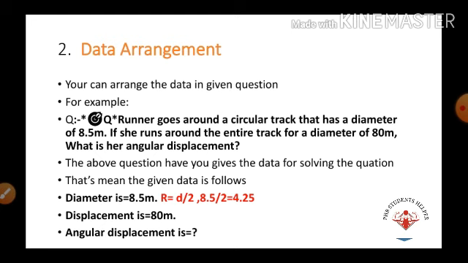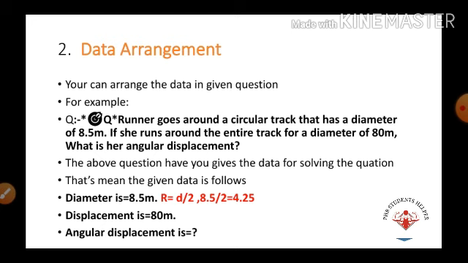The runner goes around a circular track that has a diameter of 8.5, so we write diameter is 8.5 meter. If she runs around the track for 80 meter, then displacement is 80 meter. That means displacement is 80 meter. And what is her angular displacement? Angular displacement is the unknown, with a question mark. This is data arrangement.